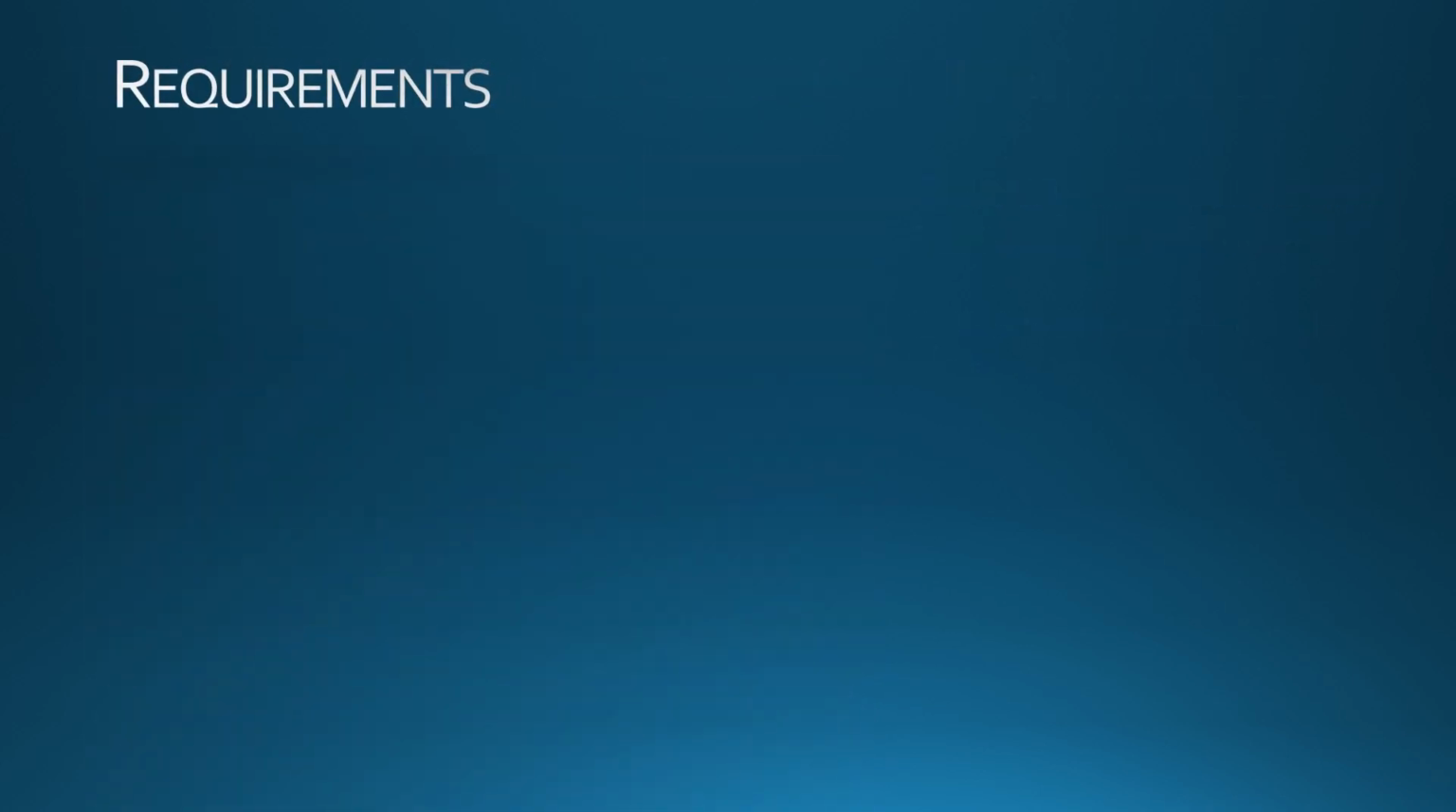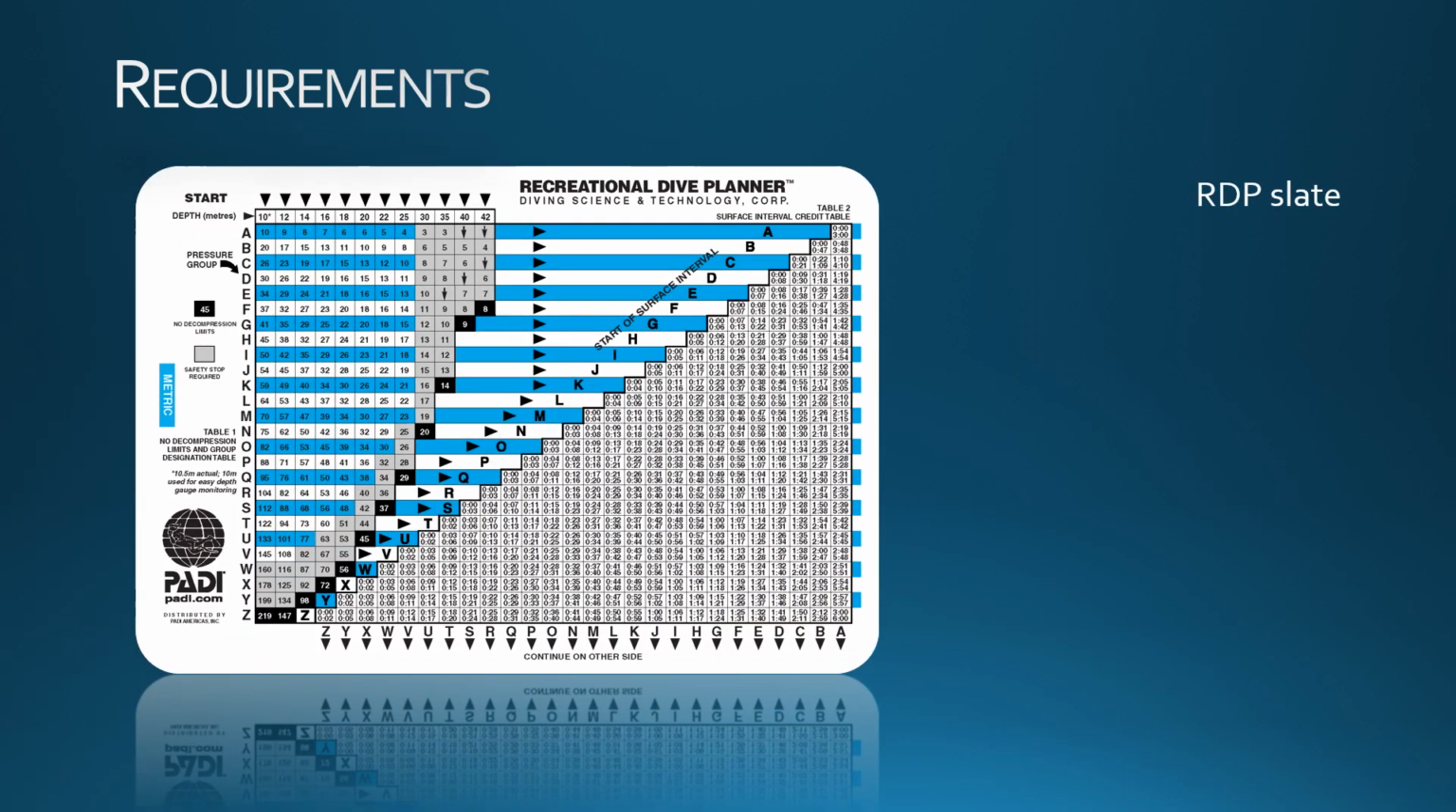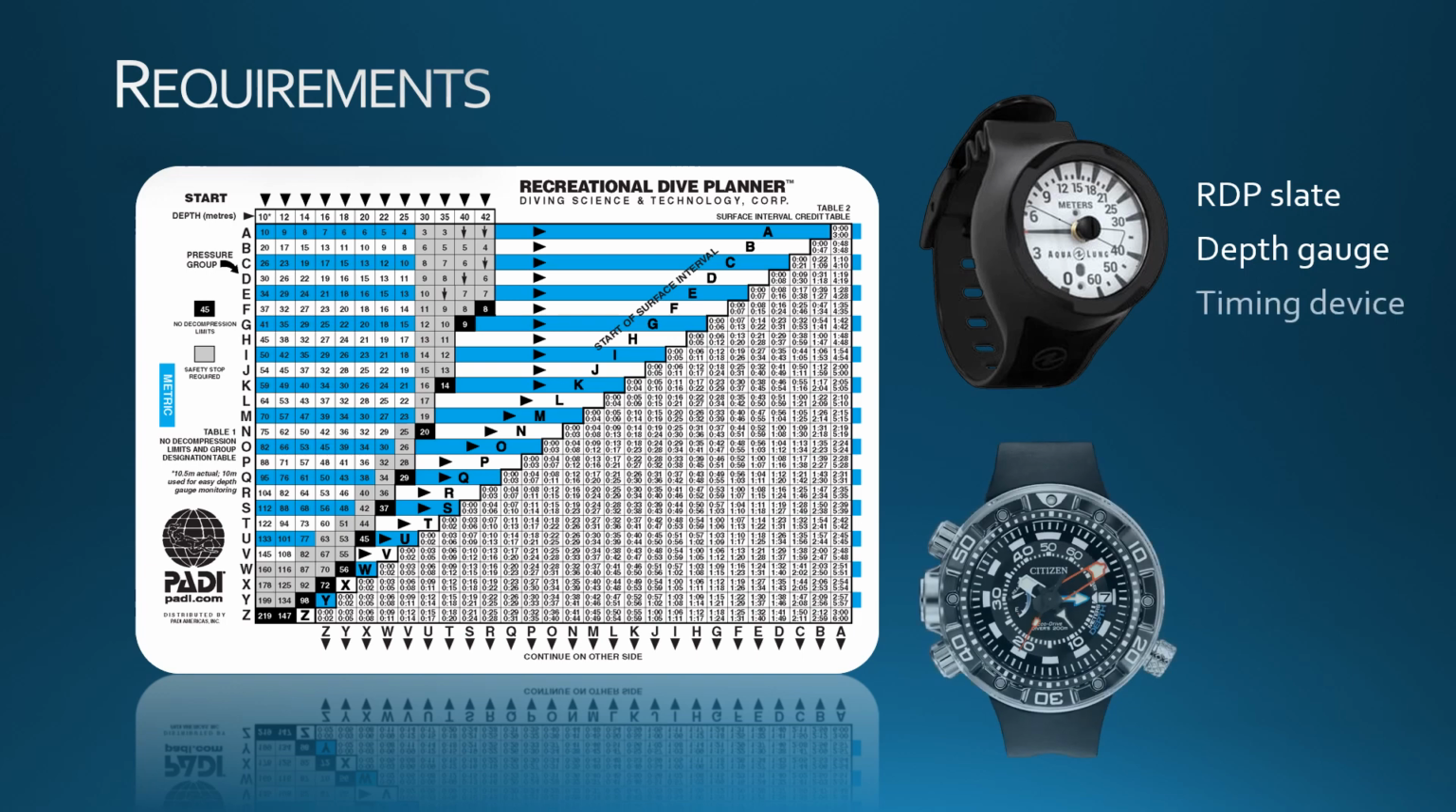You'll need a few items to plan your dives, starting with the RDP SLATE. You also need a depth gauge and a timing device. Make sure your watch is waterproof. Lastly, you'll need a pencil and a blank diving slate. While we're at it, make sure you bring along your logbook so you can log your dive. That's all you need to plan your dives.